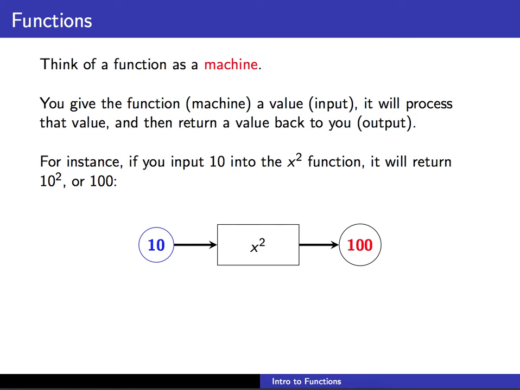So for instance, let's say we have a function that squares whatever you give it, so x squared. If we give the x squared function a 10, it's going to take that 10, process it and square it, and then give us back the result, which is 100. So here we have a simple machine that just squares whatever you give it, and if we give it a 10, it'll give us out 100 in return. If we give it a 15, it'll square it and give us 225 in return. So all it does is process some input, some information, and give us back some output in return.